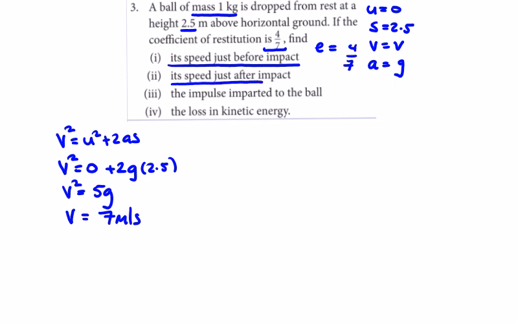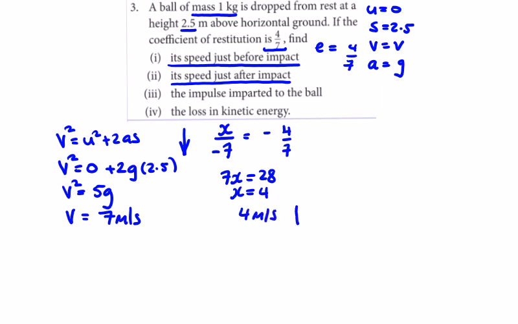Now its speed just after impact. So the new speed over the old speed: it's coming directly down, so it's going to be minus again. x over minus 7 is equal to minus e, which is minus 4/7. You could leave out the minuses. You can see here x is going to be 4. 7x is 28, so x is equal to 4. So the speed just after impact is 4 meters per second, positively bouncing back up.